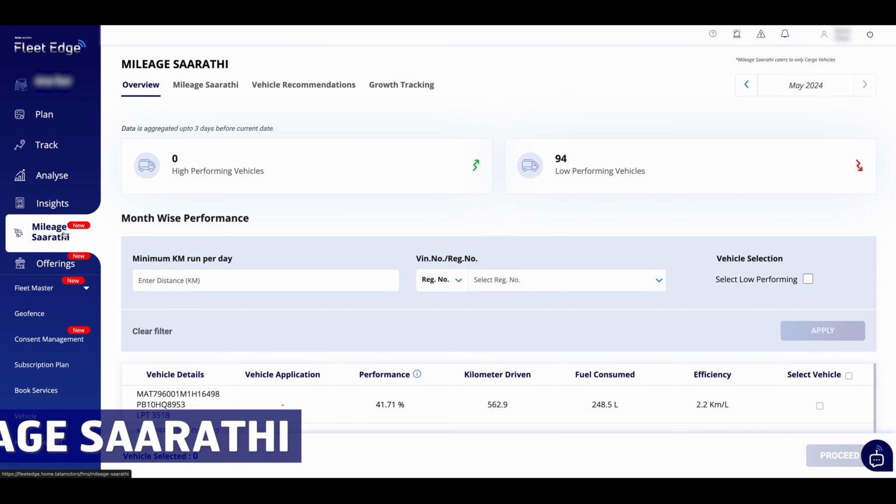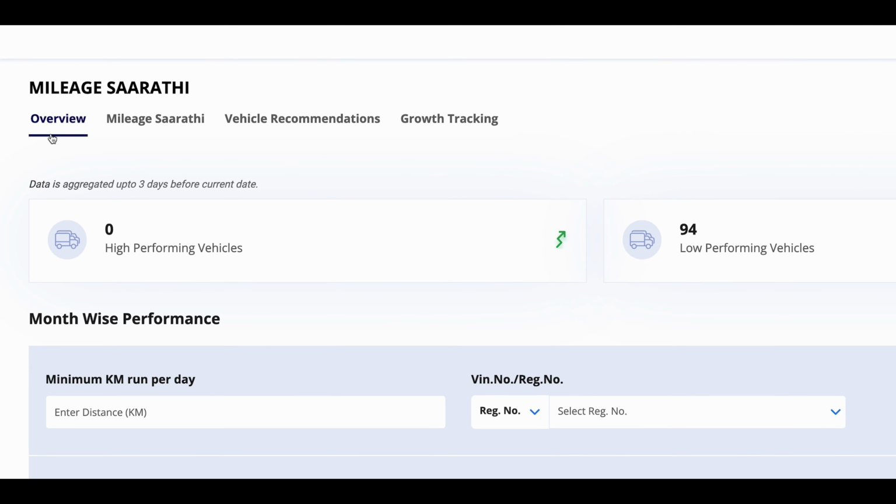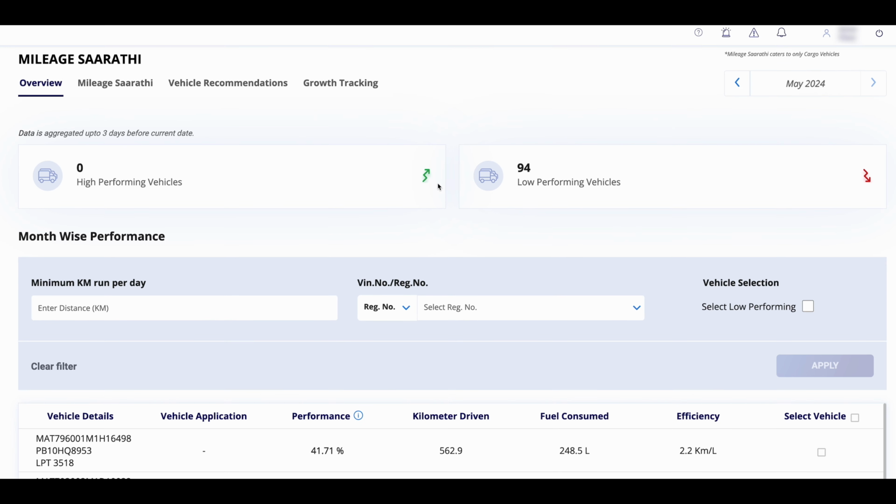To understand how it works, let's start by exploring the Overview section. This platform boasts 4 key sections: Overview, Saarathi, Vehicle Recommendation, and Growth Track. We'll begin by exploring the Overview section. Here, you'll receive a comprehensive summary of your fleet's performance. For instance, the overall report might indicate that 94 of your vehicles fall under the low performance category.